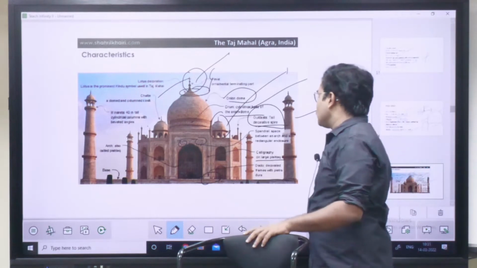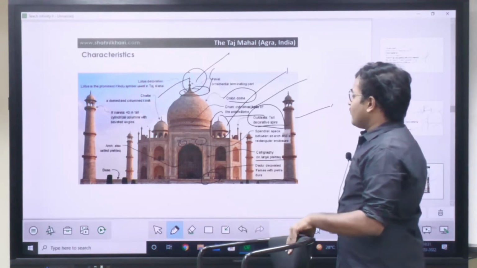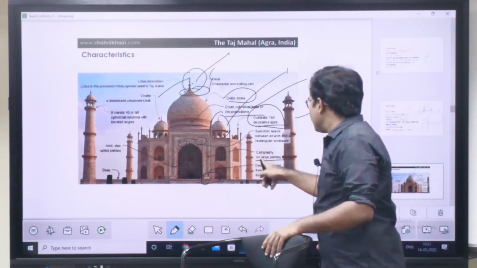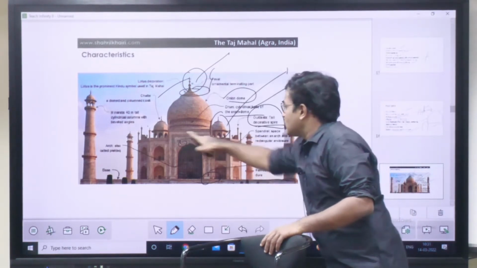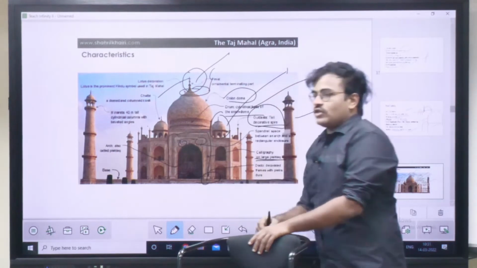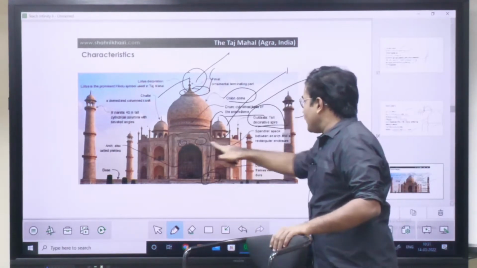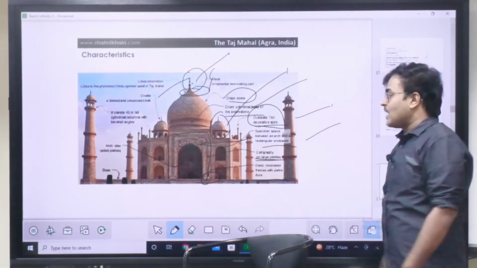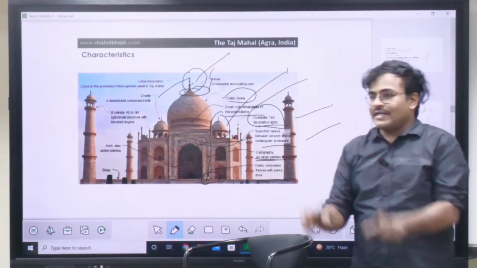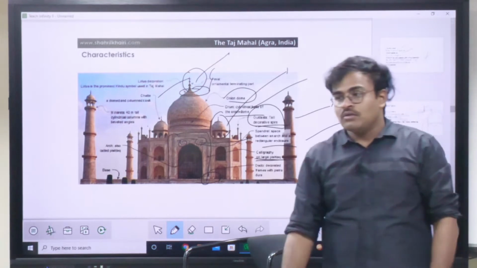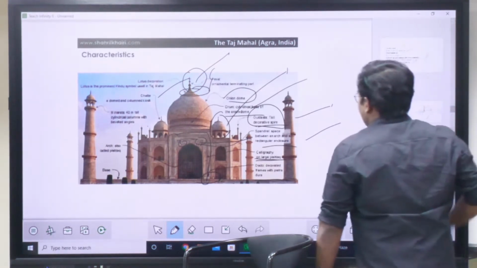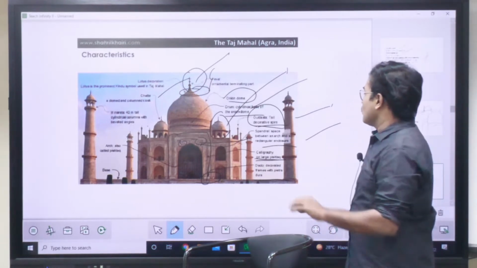See, the rectangular region is known as pishtaq, and it contains Pietra dura based calligraphy. The triangular space is known as the spandrel. I forgot to tell. It is known as the spandrel between an arch and the rectangular enclosure, and the rectangular enclosure is known as pishtaq.